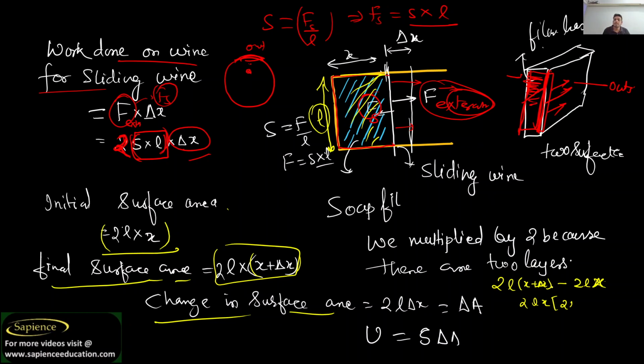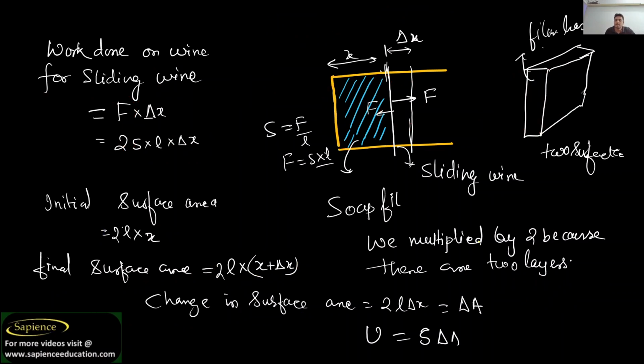Let us calculate it again. Let us see the final surface area minus initial surface area. So the final surface area is 2L into x plus 2L into del x, minus 2Lx. So 2Lx got cancelled out. Finally, you are getting 2L into del x.